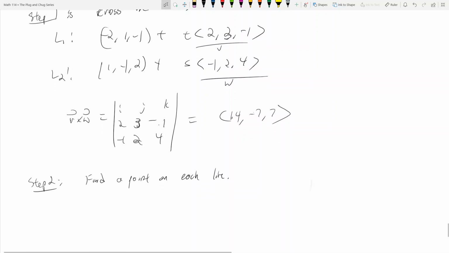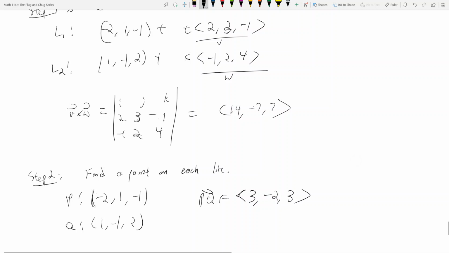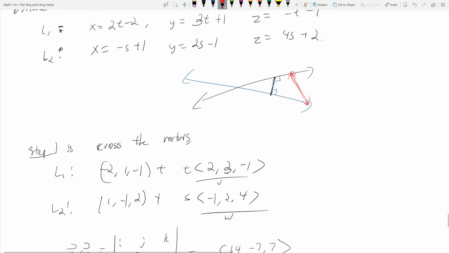And that's easy, right? We can just take -2, 1, 1, -2, 1, -1, and we can take 1, -1, 2, and now we want to connect these. So let's call that P and let's call that Q, right? So P is on L1, Q is on L2, and the vector PQ then is equal to 3, -2, 3, okay? So let's say we have P and we have Q, right? And this one here goes in the direction of n.